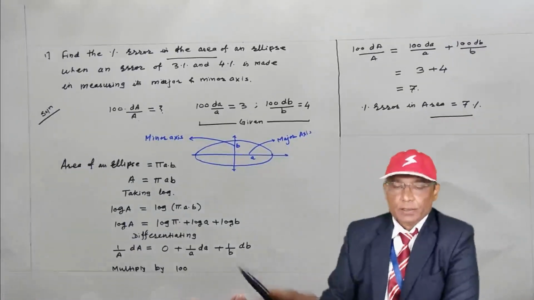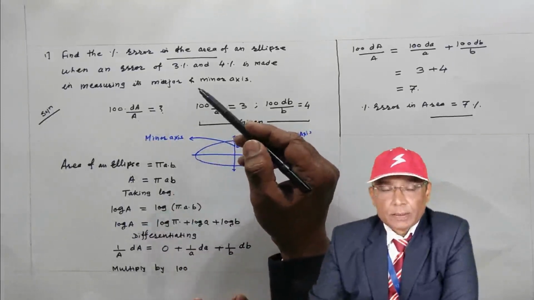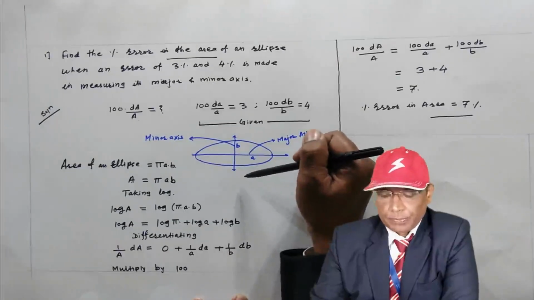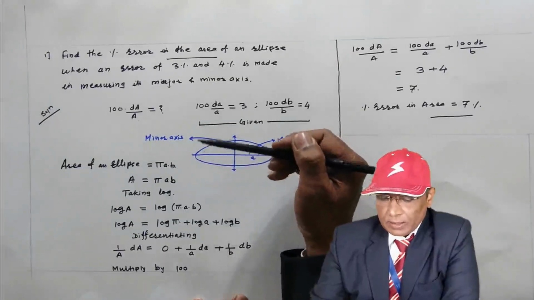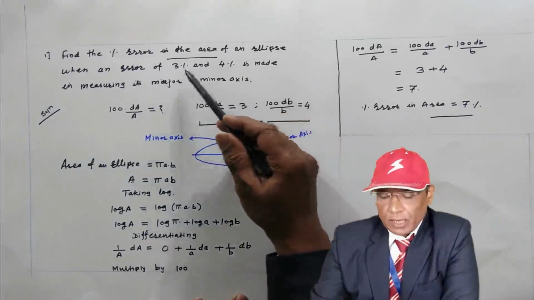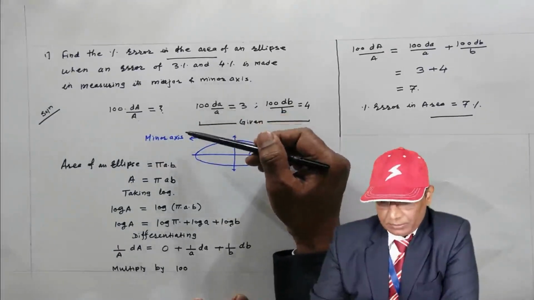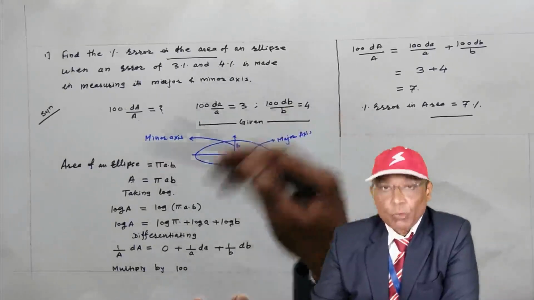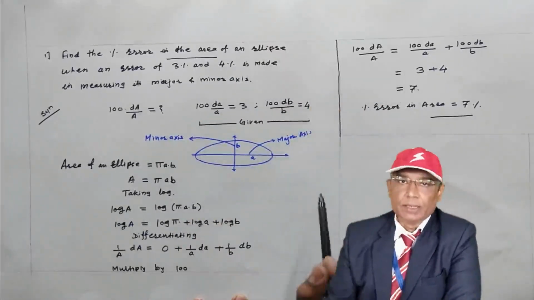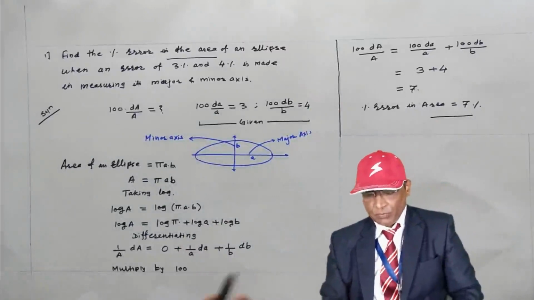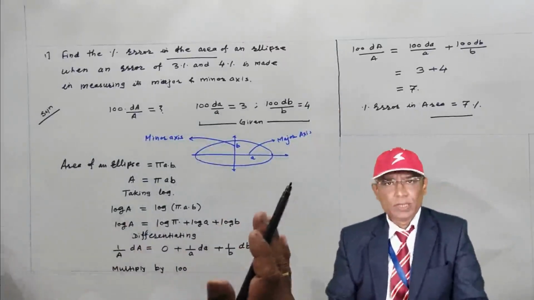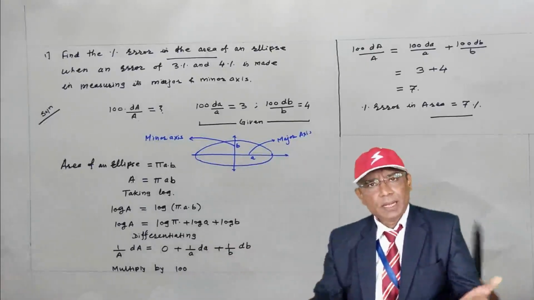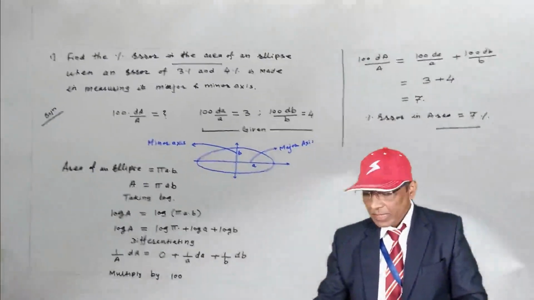What we have done here: while measuring the major and minor axis of an ellipse, errors of 3% and 4% are made in the major and minor axis respectively. So what will be the percentage error in area? That we have calculated. Now, very simple: take log. No need to take log, but for the sake of simplicity you can take log, take the derivative, multiply by 100 and get the answer. Very, very simple.